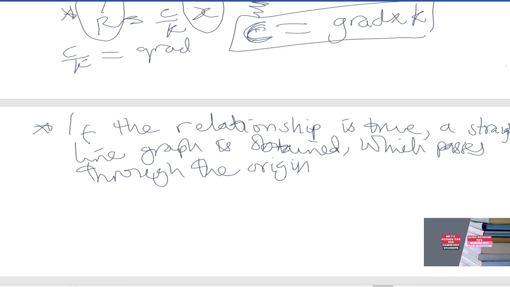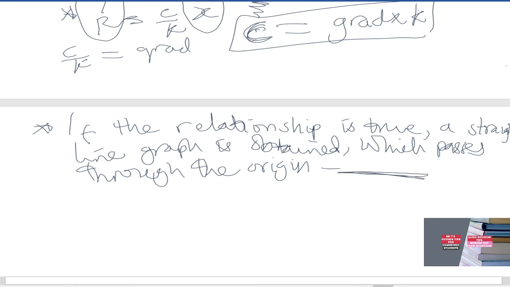This is after you have seen that there is no y-intercept. If there is a y-intercept, then everything changes. You say if the relationship is true, a straight line graph is obtained which does not pass through the origin, or whose y-intercept is equal to, then you state whatever it's going to be equal to according to the analogy between y is equal to mx plus c and the function that you're working with.